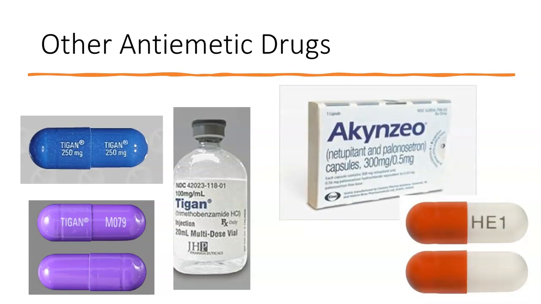Then we also have the combination drug here of fosnetupitant. So we've got that pitant, and also palonosetron. So it's a combination of the NK1 inhibitor and a 5-HT3 inhibitor. And this is Akynzeo. There we go. It took me a minute, but I got it.